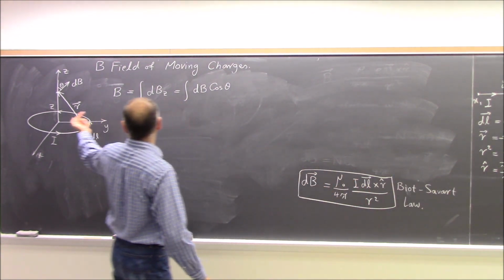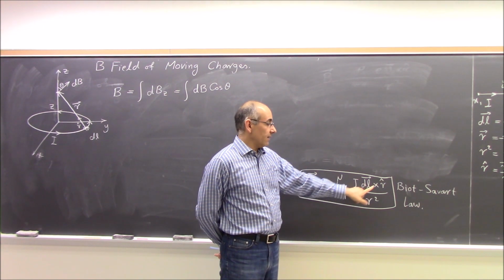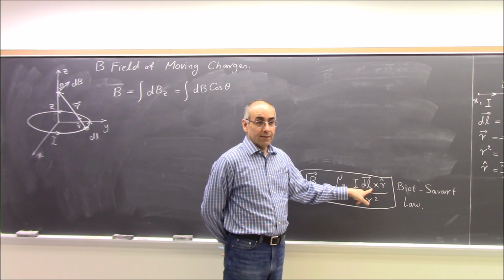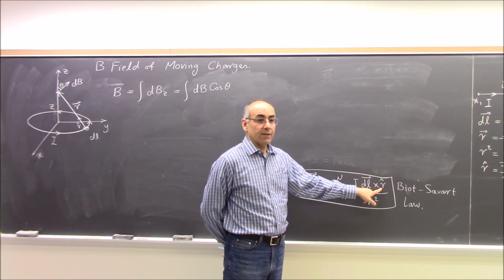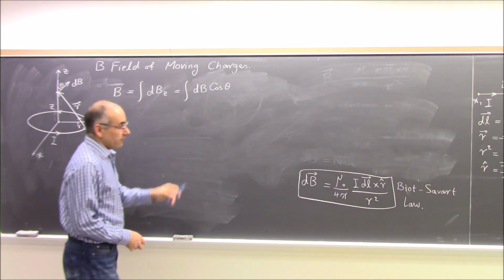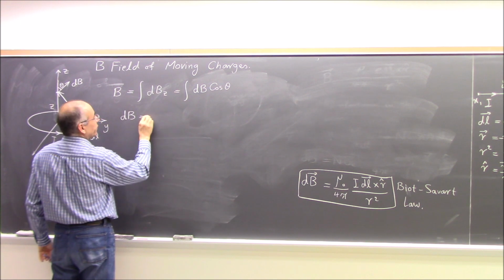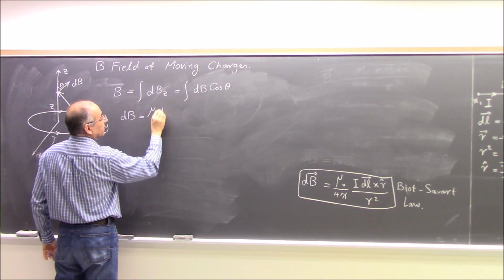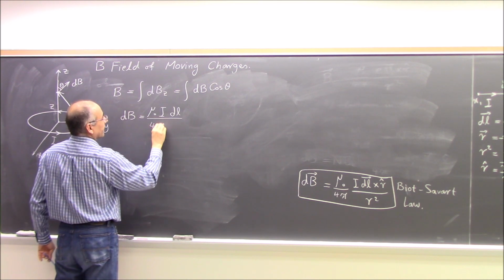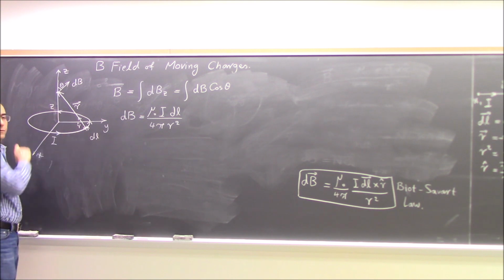We found the direction, right? Direction is this. But the magnitude of it is dl times the magnitude of r hat times the sine of the angle between them, which is 1. The magnitude of r hat is 1. Sine of 90 is 1. It just becomes dl. So dB becomes mu naught I dl over 4 pi r squared. R squared is this length squared.